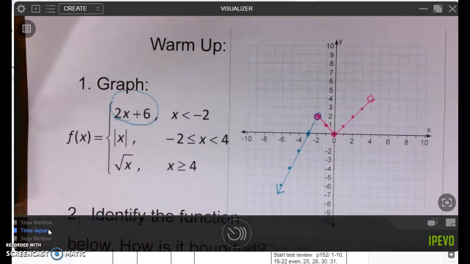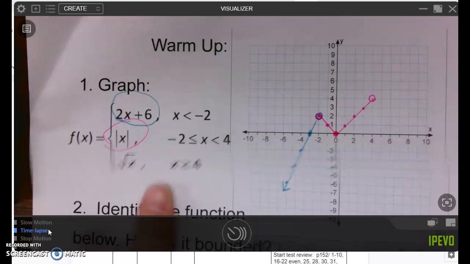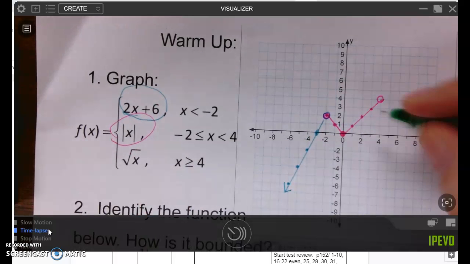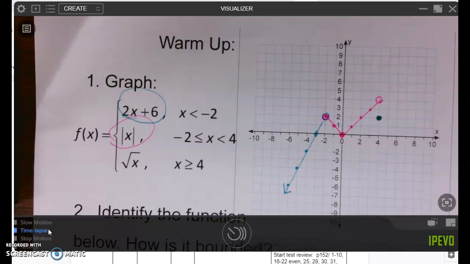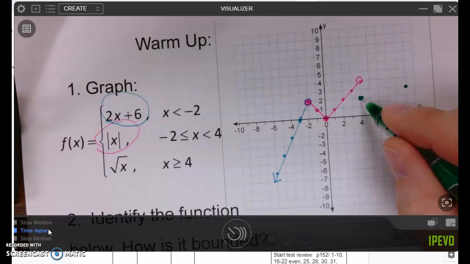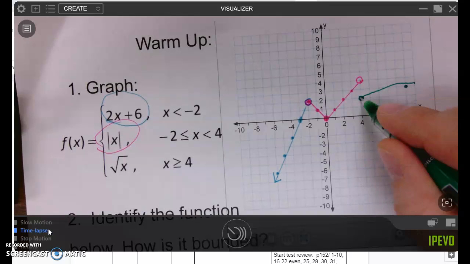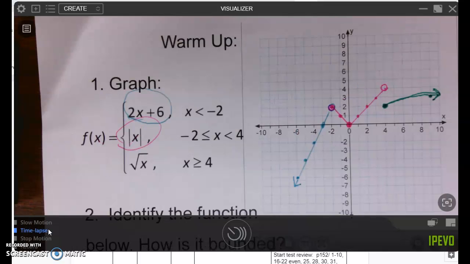starting with x values that are greater than or equal to 4. So normally when you do the square root function, we start at (0, 0), (1, 1), (4, 2), but we're just going to start with x values greater than or equal to 4. And so the square root of 4 is 2, and this is a filled-in circle. And then I know the square root of 9 is 3. If we were starting at 0, that would be that kind of half a parabola turned on its side. But we're only starting with x values that are greater than or equal to 4. And so this is your piecewise function.